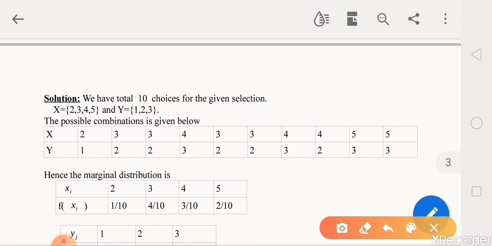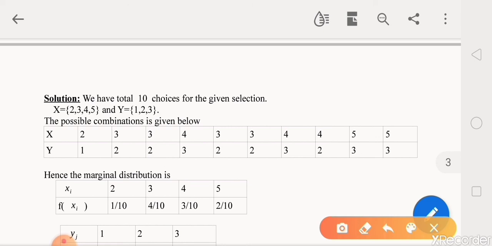number is listed as y. So when x equal to 2, y equal to 1. When x equal to 3, y equal to 2. Same value. When x equal to 4, y equal to 3. When x equal to 5, y equal to 3. So all possible values of x and y are listed.